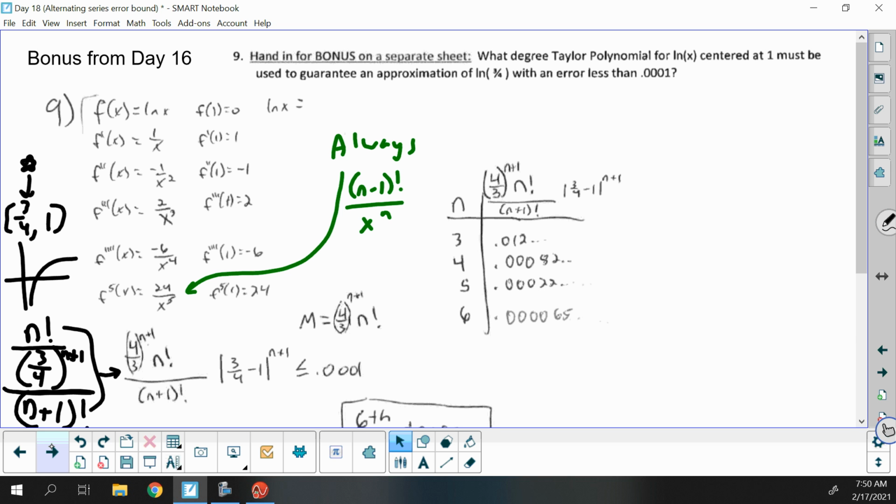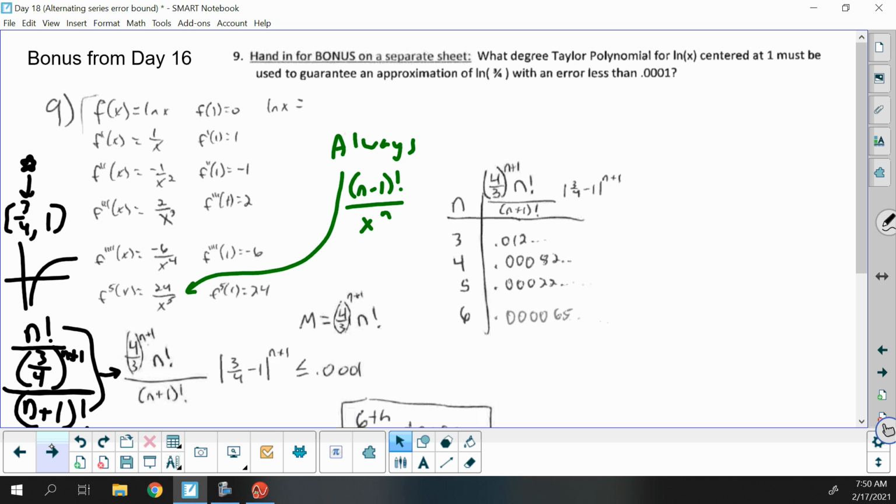Now our bonus from the other day. We want the approximation for natural log of 3/4 to be less than 0.00001. So do several derivatives and see if you can figure out the pattern. Well, notice 24 is really 4 factorial, 6 is really 3 factorial, 2 is really 2 factorial. So the numerator is always 1 less factorial. And so our m needs to be the maximum value of the next derivative.